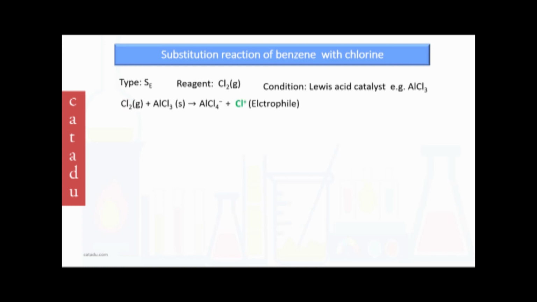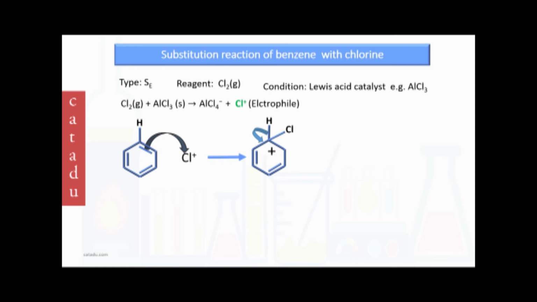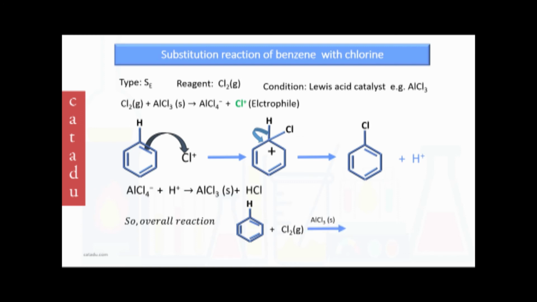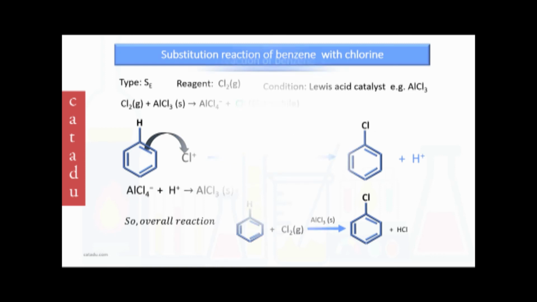In this reaction, chlorine and aluminum bromide react and make chlorinium ion. This is the electrophile. The pi electrons from benzene are attracted towards the chlorinium ion, and it is making the complex. This is the unstable one. Hydrogen ion is lost from here, leaving electrons and getting chlorobenzene. And H plus from here reacts with AlCl4 minus and makes HCl and the catalyst AlCl3. The overall reaction, benzene plus chlorine, in presence of aluminum chloride, we are getting chlorobenzene and HCl.